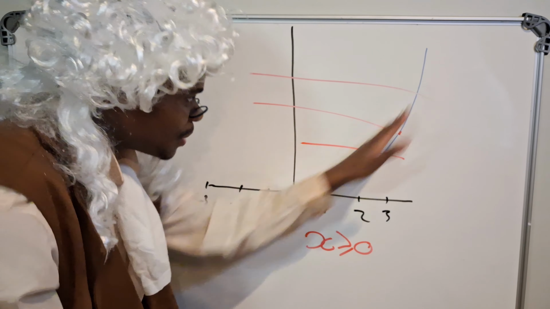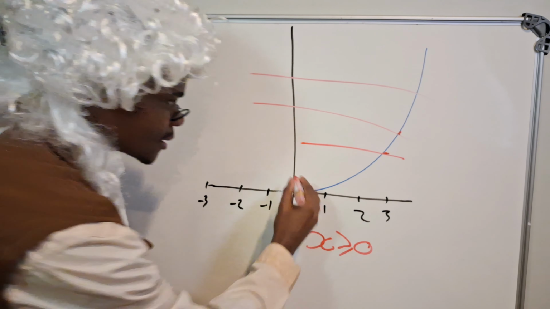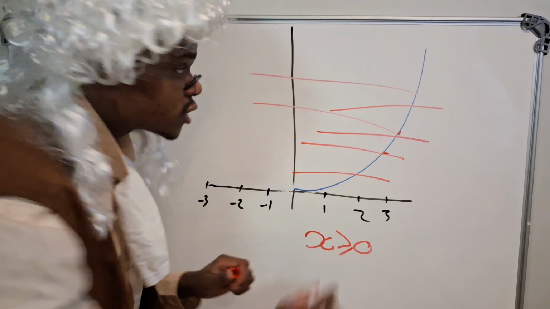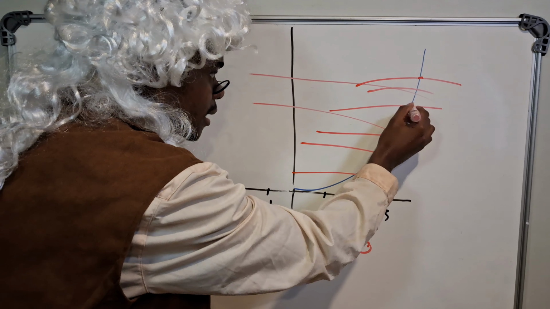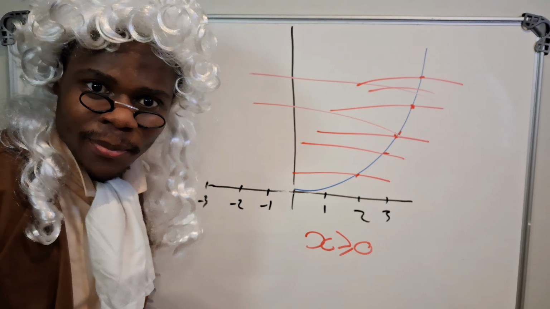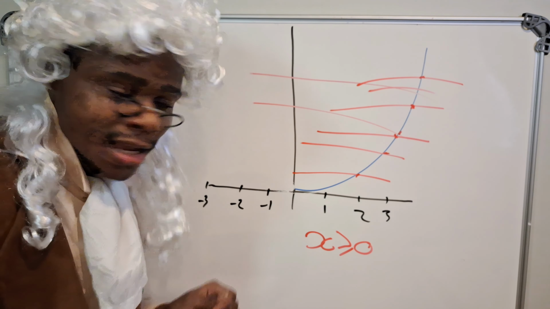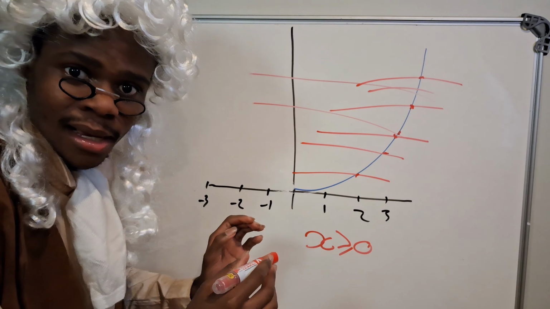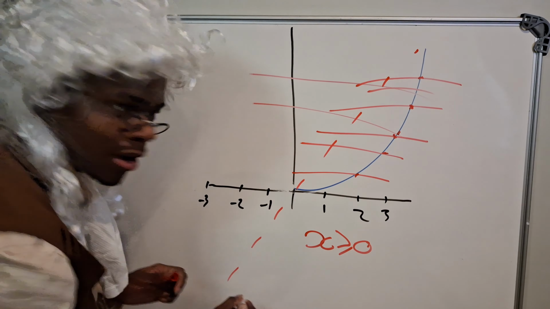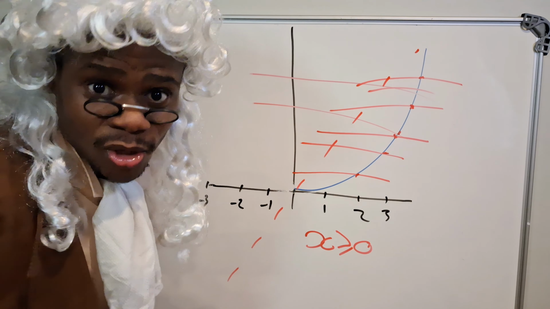Now, this piece alone is a one-to-one function because any horizontal line I draw only touches the graph at one place. So now there's something interesting that happens. If I only take this part and I reflect it over the line y equals x, this is what you're going to see.